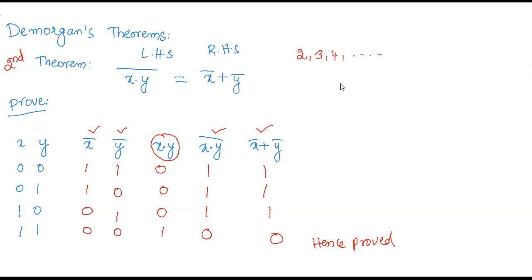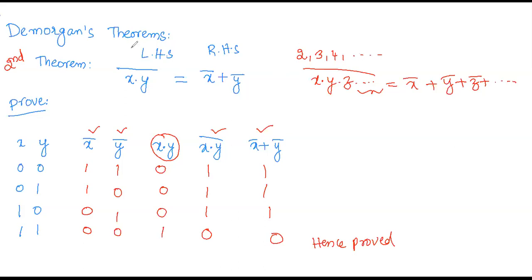That is, x dot y dot z dot and so on, whatever it may be, you can write as the sum of the complements of each variable: x bar, y bar, z bar, plus so on. Whatever variables come here, you have to write the complement. The theorem is not only applicable for two variables, it is also applicable for three variables, four variables, five variables, and so on.